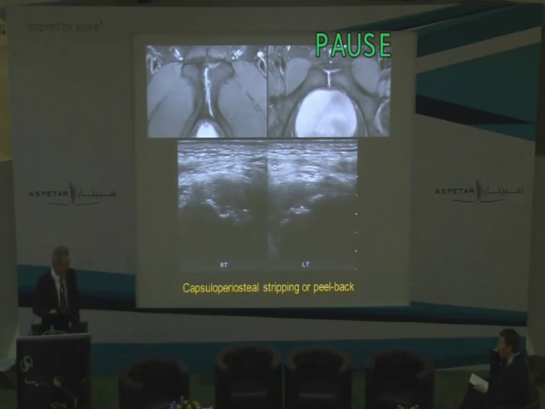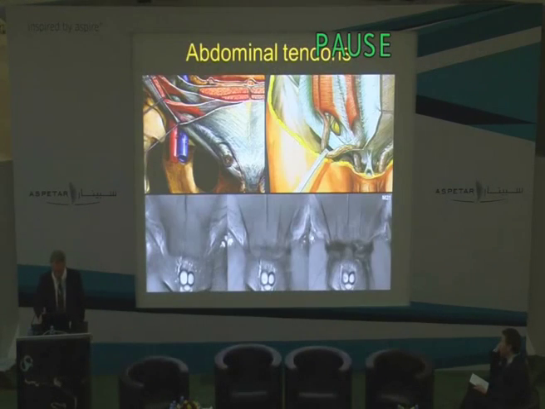The abdominal tendons are a particular strength of ultrasound and a distinct weakness of MRI. MRI sees some of these but misses most, particularly in the chronic groin pain setting. Just to return briefly to the anatomy that was discussed earlier today, these are a series of coronal fat-suppressed proton density weighted images which run from anterior to posterior.